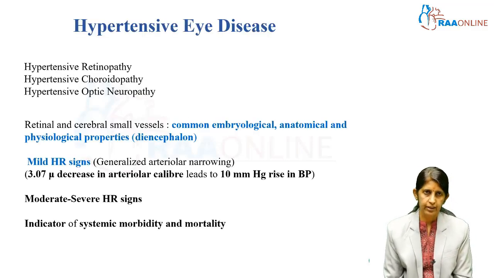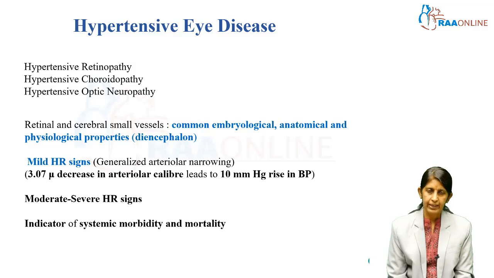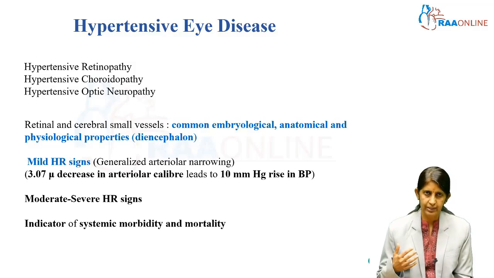Hypertensive eye disease can be classified into hypertensive retinopathy, hypertensive choroidopathy and hypertensive optic neuropathy. So, why is it that we need to classify this? What is the importance? Because based on the organ of involvement within the eye, whether it is the retina or the choroid or the optic nerve, we have complications which we need to deal with.